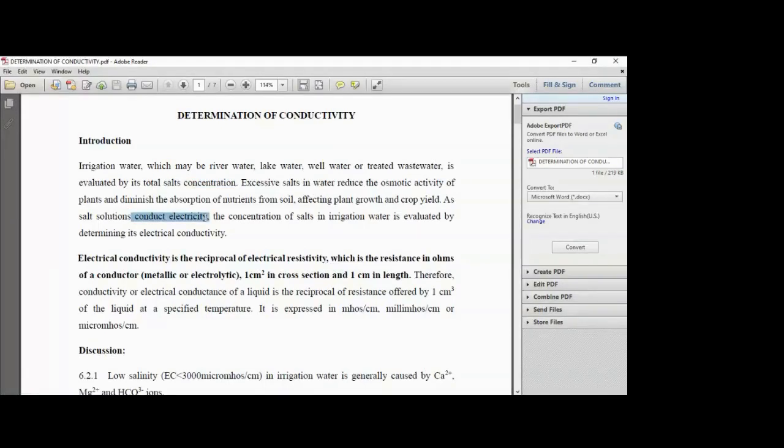of electricity. So we may have a sample, and we are going to find out the electrical conductivity of that particular sample, and depending upon the electrical conductivity, we are going to decide whether that particular water is suitable as irrigation water or not.